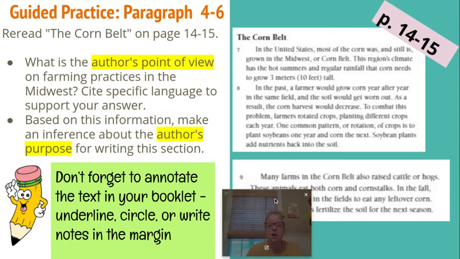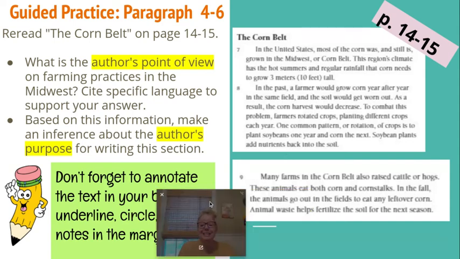In the United States, most of the corn was and still is grown in the Midwest or Corn Belt. This region's climate has the hot summers and regular rainfall that corn needs to grow 3 meters or 10 feet tall. In the past, a farmer would grow corn year after year in the same field and the soil would get worn out. As a result, the corn harvest would decrease. To combat this problem, farmers rotated crops, planting different crops each year. One common pattern or rotation of crops is to plant soybeans one year and corn the next. Soybean plants add nutrients back into the soil.